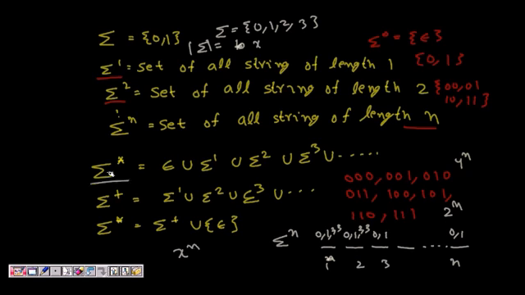Now sigma star, also known as Kleene closure, is the set of all strings that can be formed using the alphabet. So it's epsilon union sigma 1 union sigma 2 union sigma 3 union till infinite length. And for sigma plus, you just leave out the empty string.